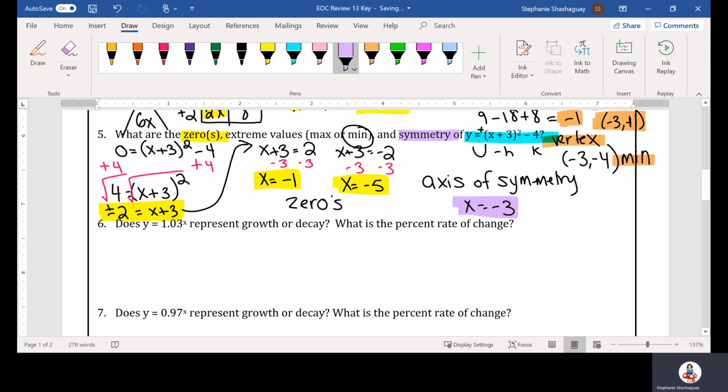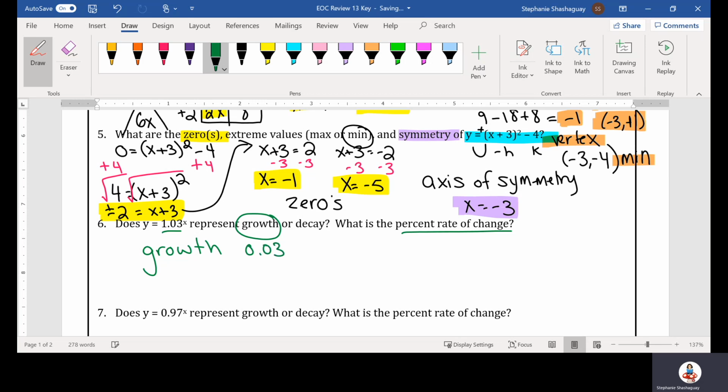All right, number 6. Does y equals 1.03 to the power of x represent growth or decay? Well, if this is greater than 1, then it represents growth. And what is the percent rate of change? Well, 0.03 equals 3%. So it's growing at a rate of 3%.